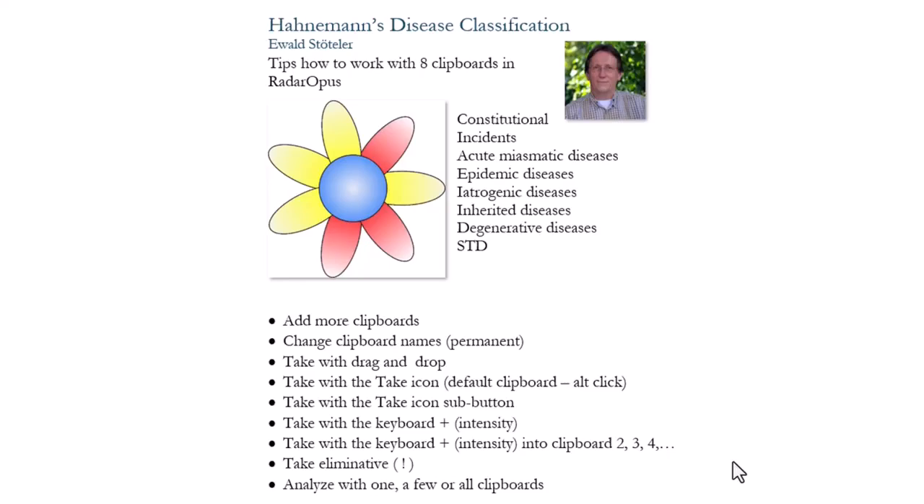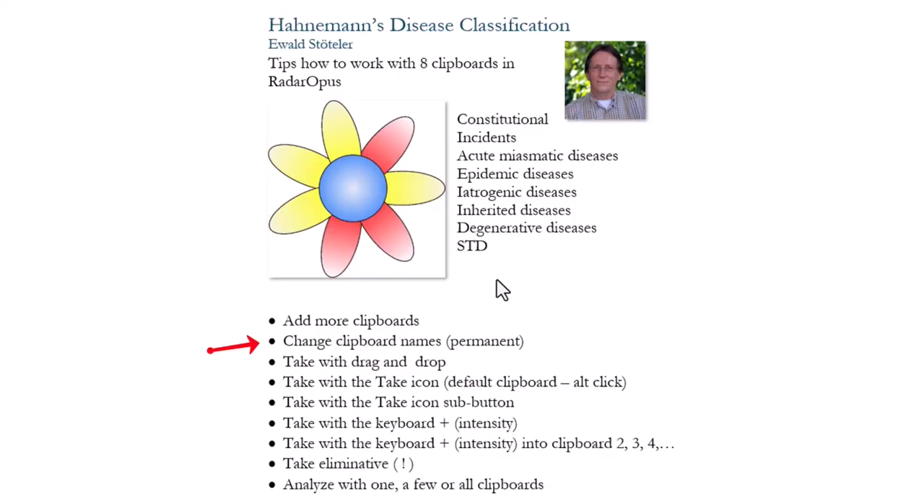In this short tutorial, I will explain how to use several clipboards in RadarOpus with the Hahnemann's disease classifications as taught by Ewald Stöteler. I will cover in this tutorial video the following topics. So how you can add more clipboards if you only have 1 or 2 or 3 visible.